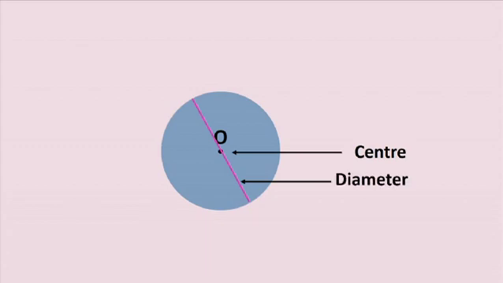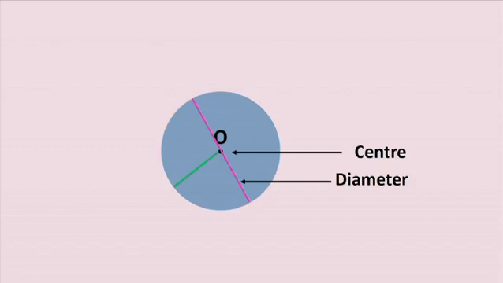So let us start. Here we have a circle, so you can see that there is a point O found in the middle of the circle. So O is called the center of the circle. Now you have a line. This line touches 2 points found on the circumference of a circle. So it passes through the center as well, and it is called a diameter. So what is a diameter? A diameter is a line joining 2 points found on the circumference of a circle and passing through the center.